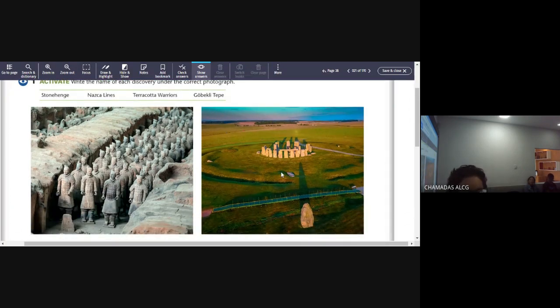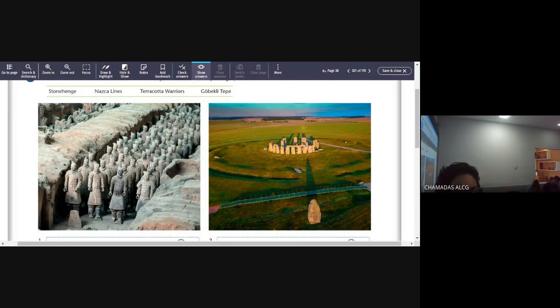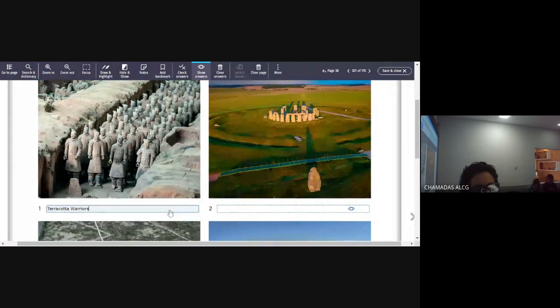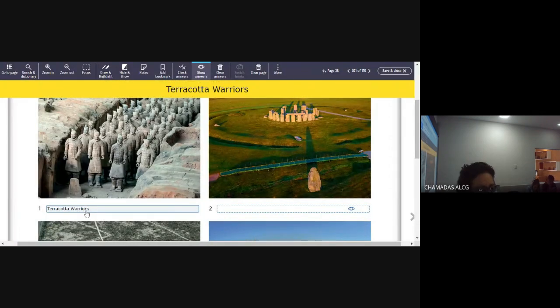So that's simple. Look at the first picture, guys. What's the name of this archaeological discovery? Something orange. Yes, a terracotta. Terracotta warriors. It's amazing, guys, how many sculptures they made thousands of years ago. Look, the terracotta warriors. All right, there you go.